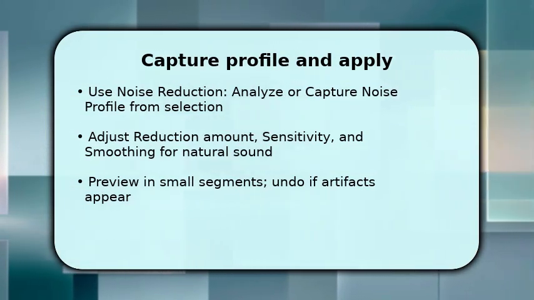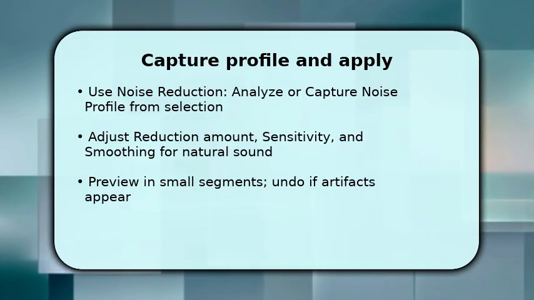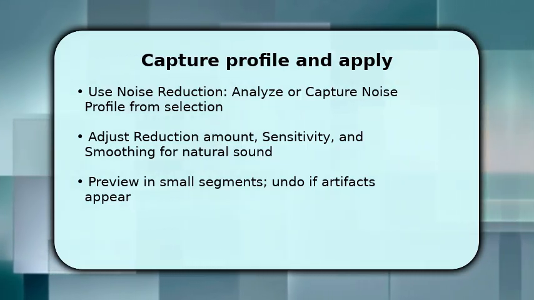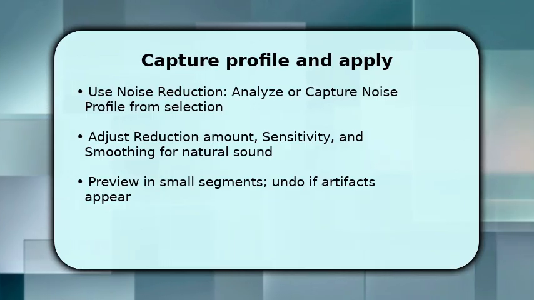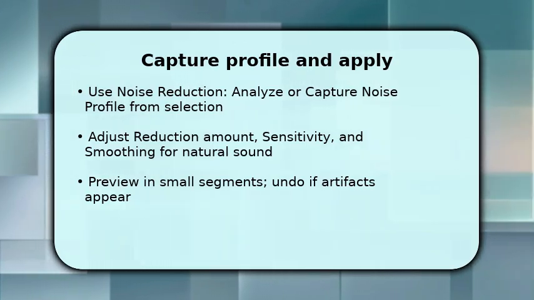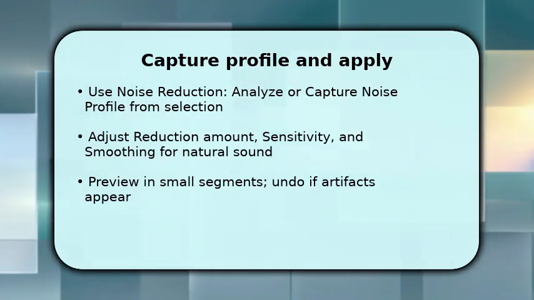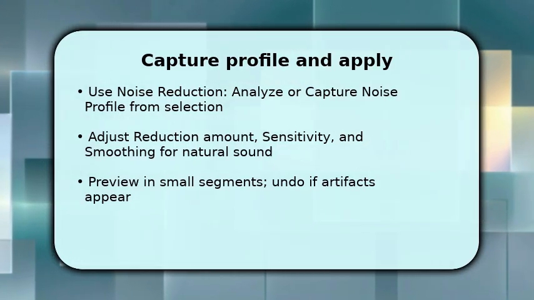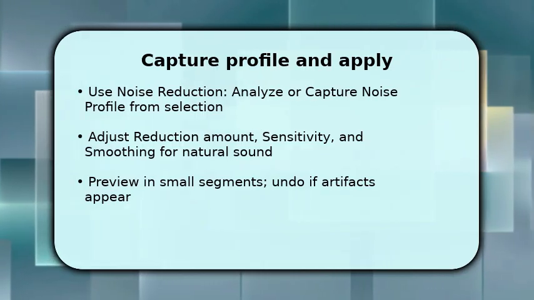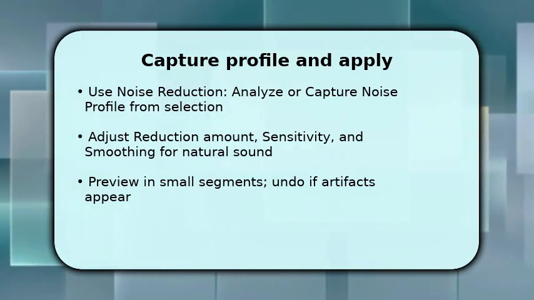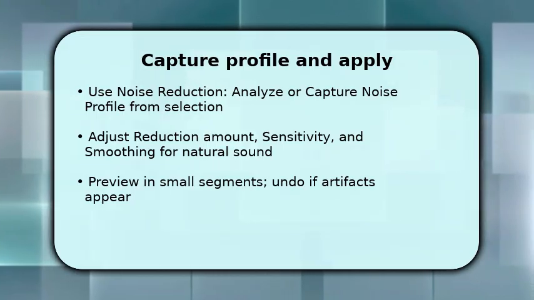Once you have the profile, apply the noise reduction effect and tweak reduction amount, sensitivity, and smoothing. Increase reduction in small increments. Too high creates underwater artifacts. Use preview on short clips to judge results and toggle bypass to compare. If vocals thin, reduce sensitivity or lower reduction. Keep adjustments conservative and repeat capture.